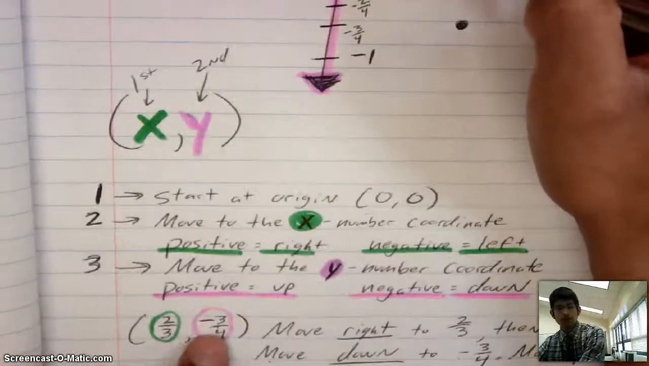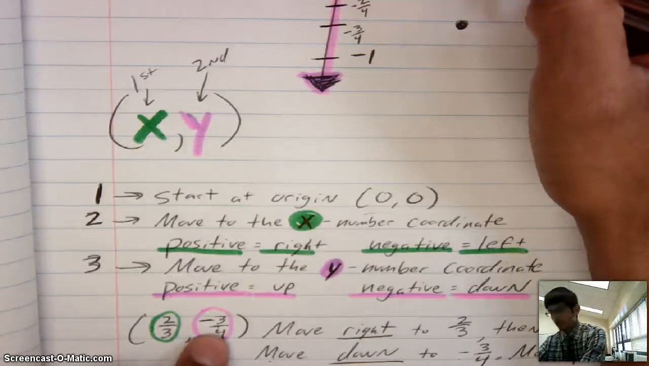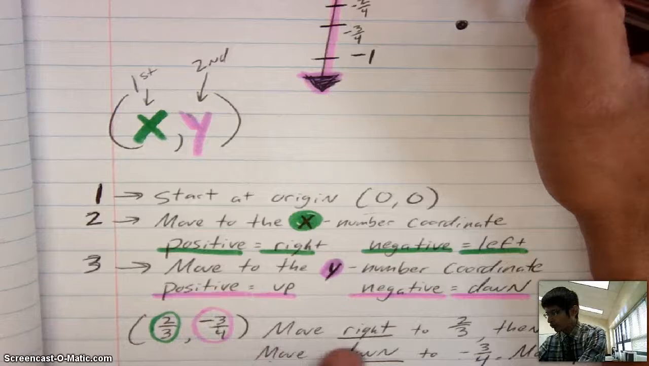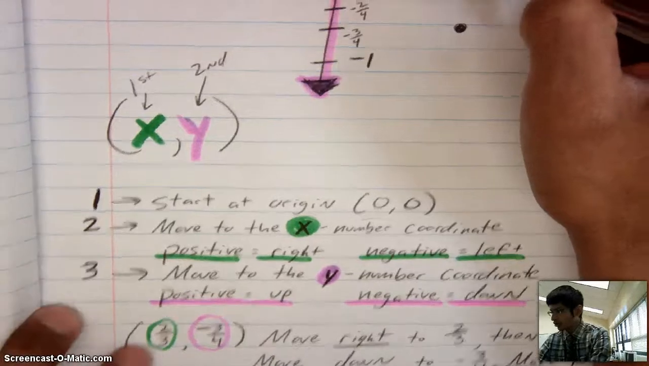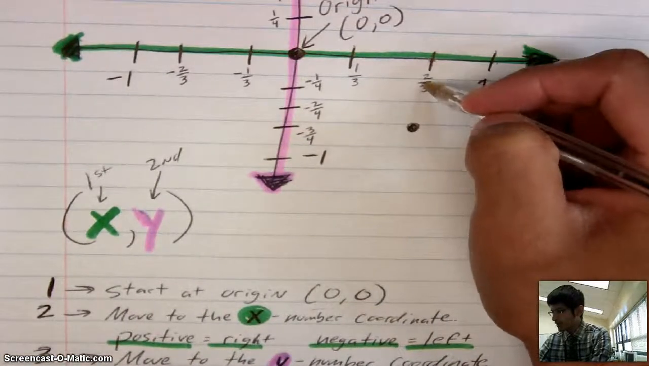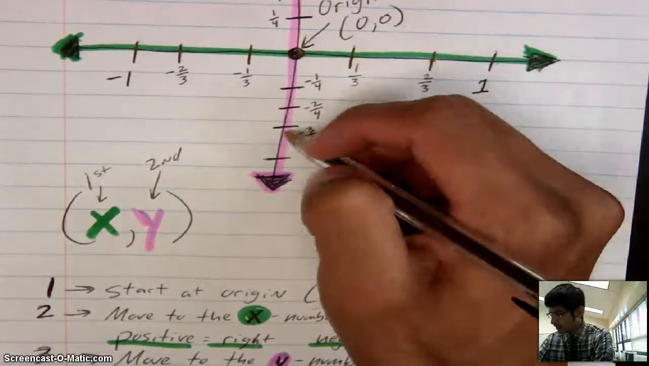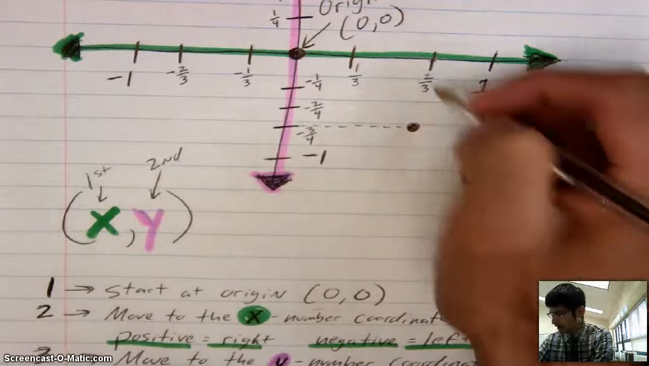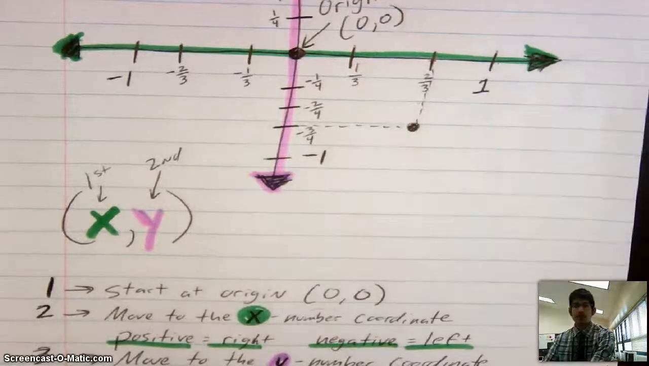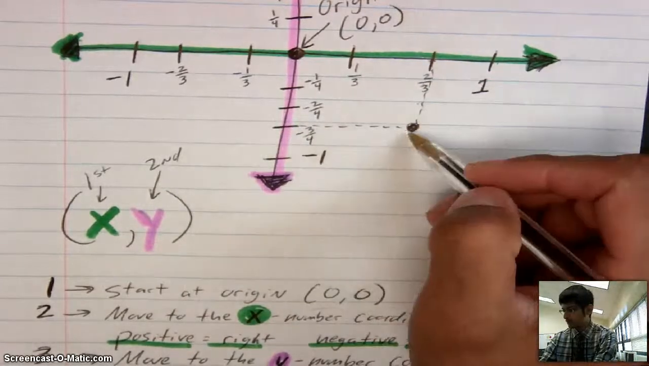And then we're going to go to negative 3/4. Since the y is negative, we're going to go down. So we're going to move down to 3/4. I'm going to go negative 1/4, negative 2/4, negative 3/4. And these two lines meet right here. That's where I'm going to make my point, where these two meet.